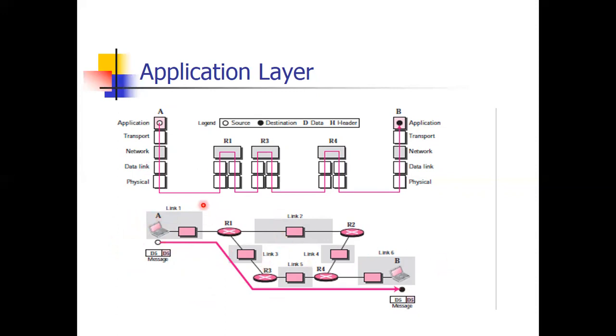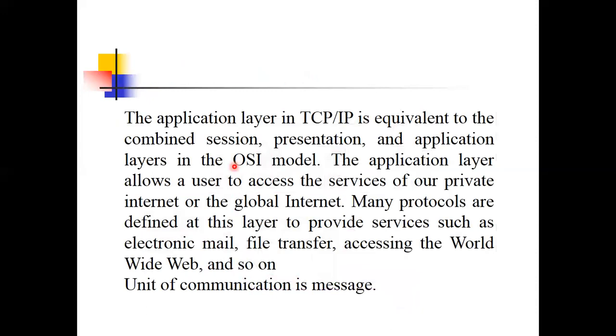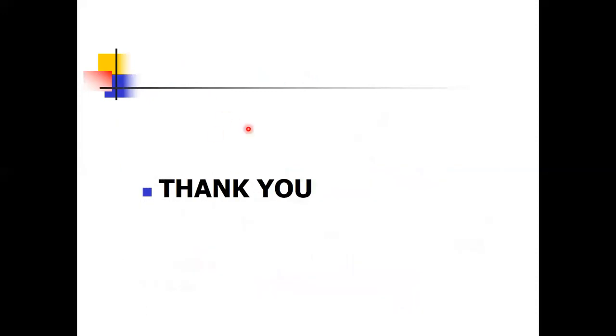Again, listen in short. In physical layer, bit by bit transmission. In data link, a combination of bits is called frame. In network, a combination of frames is called datagram. In transport, a combination of datagrams is called segment. And in application layer, a combination of segments is called message. Bit, frame, datagram, segment and message. In this way you can learn your TCP/IP model easily.